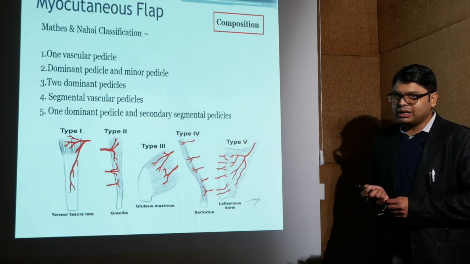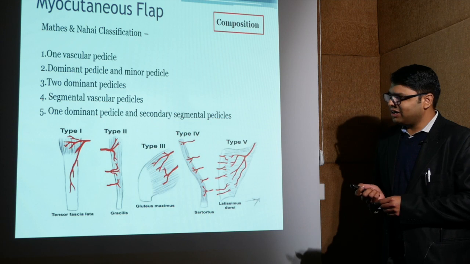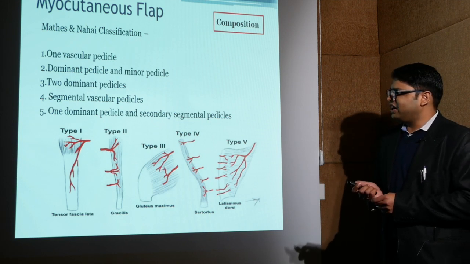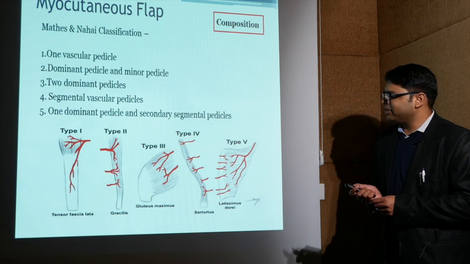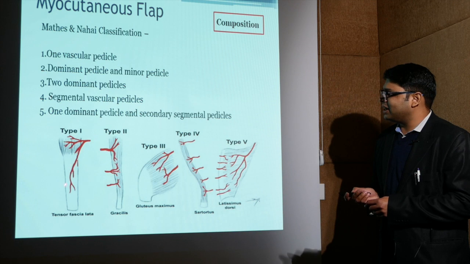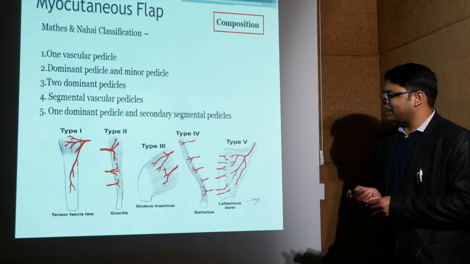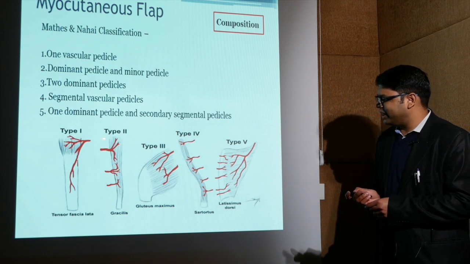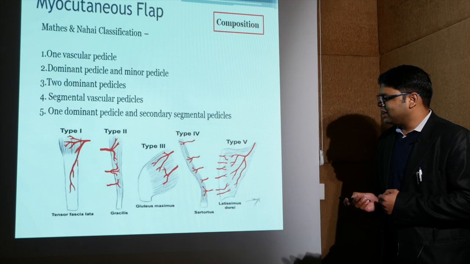Now the second multiple component flap is the myocutaneous flap, and these can be further classified into five types. This classification was given by Mathes and Nahai. In type 1, we have a single dominant pedicle. The example for this is the tensor fascia lata flap. In type 2, there is one dominant pedicle, and there are minor pedicles along with the dominant pedicle. The example for this is the gracilis.